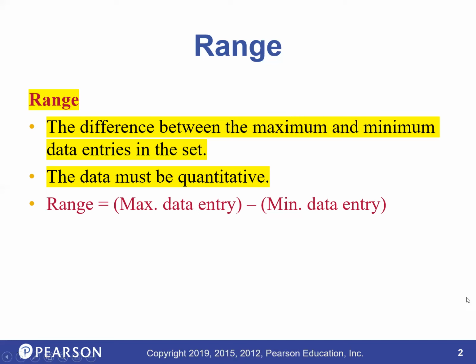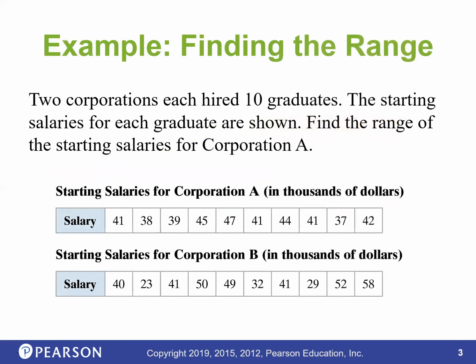Okay, let's go with it then. Let's see which example should we use. Now let's go here. So we got two different corporations. I want to do both of them. That's fine. These are starting salaries for graduates. Find the range of the starting salaries. So it looks like corporation A goes from 41, 38, 39, and so on. Starting salaries for corporation B is this one. So you're choosing which company you want to be a part of. And then there's a lot more factors, right, than just the salary, but one of them is the salary.